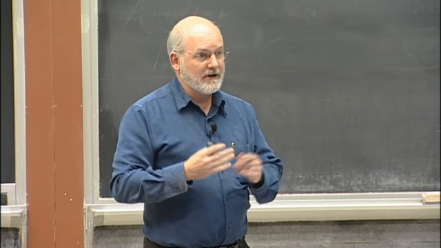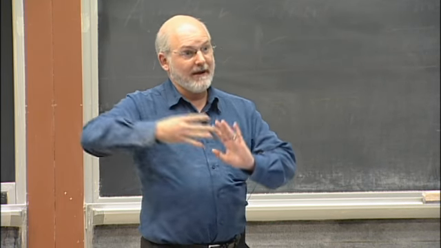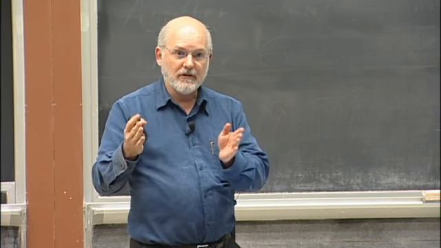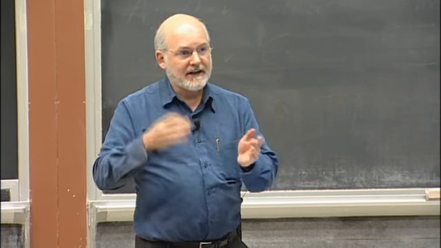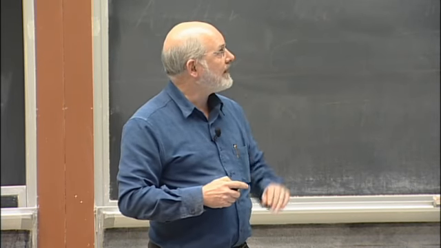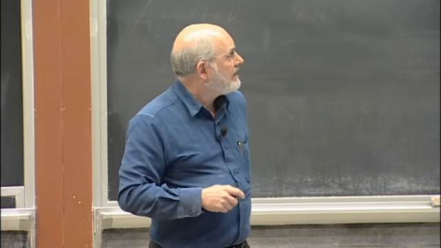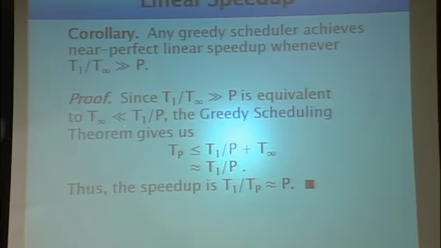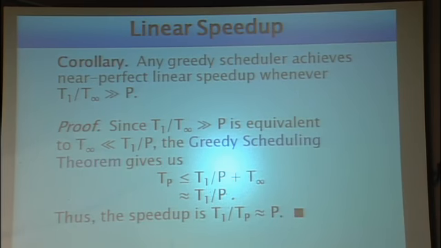Okay, so what does that say you want to do in your program? You want to make sure you have ample parallelism. And then the scheduler will be able to schedule it so that you get near perfect linear speedup. Let's see why that's true. Okay, so T1 over T infinity is much bigger than P is equivalent to saying that T infinity is much less than T1 over P. Okay, that's just algebra.